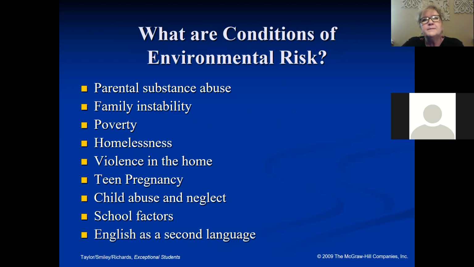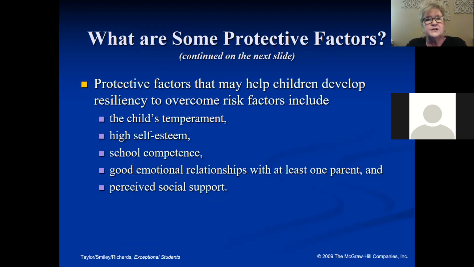So what are some common markers of environmental risk? Well, we've got parental substance abuse, family instability, poverty, homelessness, violence in the home, teen pregnancy, child abuse, neglect, school factors, English as a second language. And your textbook goes into some detail about all of these.